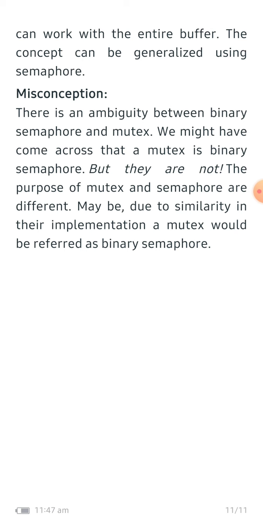Misconception: there is an ambiguity between binary semaphore and mutex. We might have come across the claim that a mutex is a binary semaphore, but they are not. The purposes of mutex and semaphore are different. Maybe due to similarity in their implementation, a mutex is referred to as a binary semaphore.